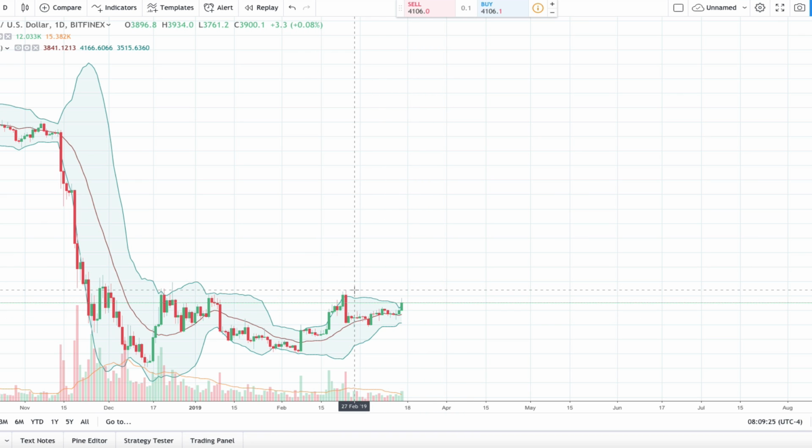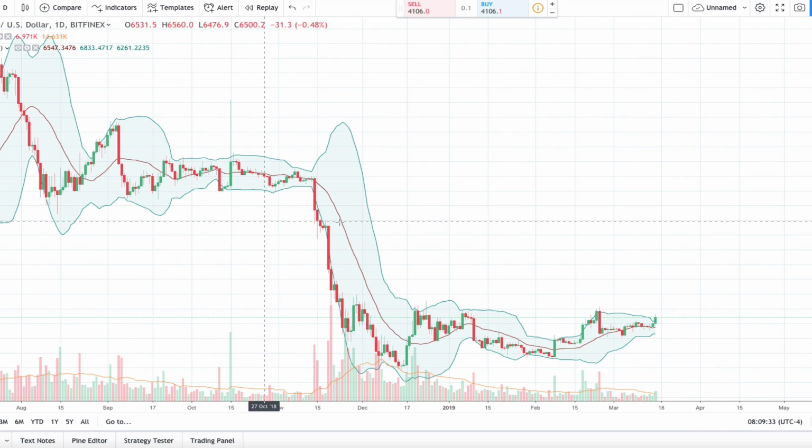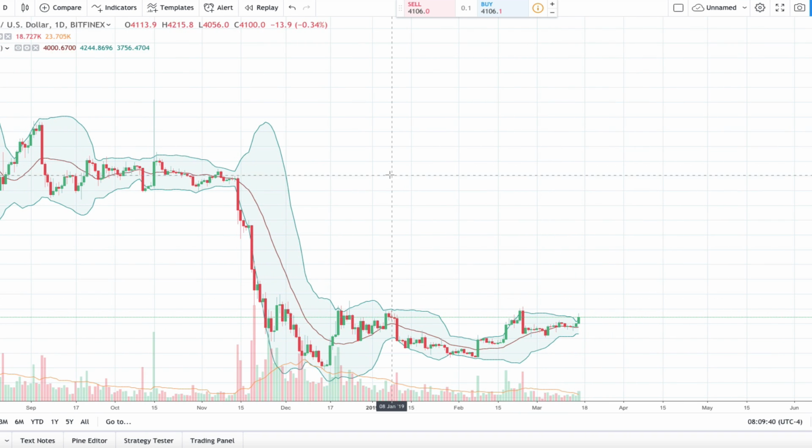So we need to break this. We need to break 42. Ultimately, we need to dig ourselves out of this hole here, this huge dump that we saw right before Christmas time in November. But we're in the right spot, and I think Bitcoin is still the leading indicator in this regard, so we just got to keep our eye on that.